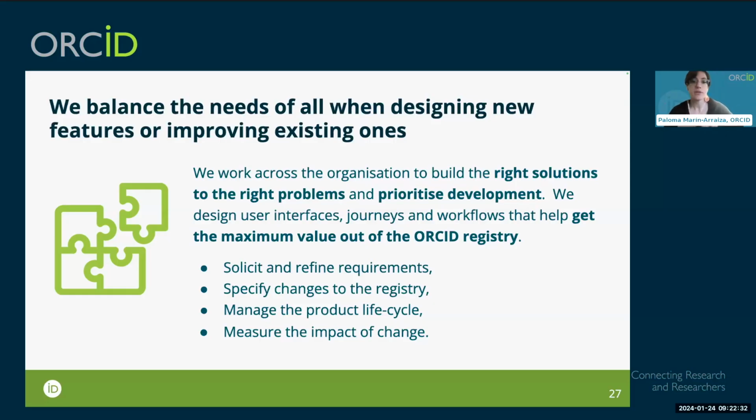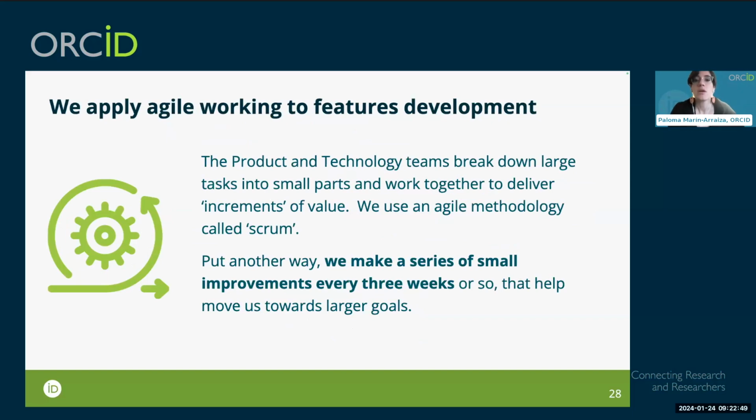So we here cover requirements, we specify changes to the registry, we manage all the product lifecycle, and also we measure the impact that changes might have on the community. For that, we work with what we call an agile working process, which is, instead of having a large task, we break the work into small pieces, and we use Scrum in order to cover those pieces.